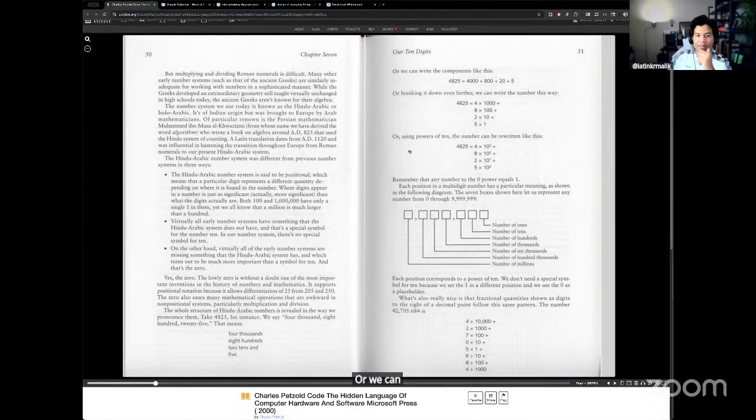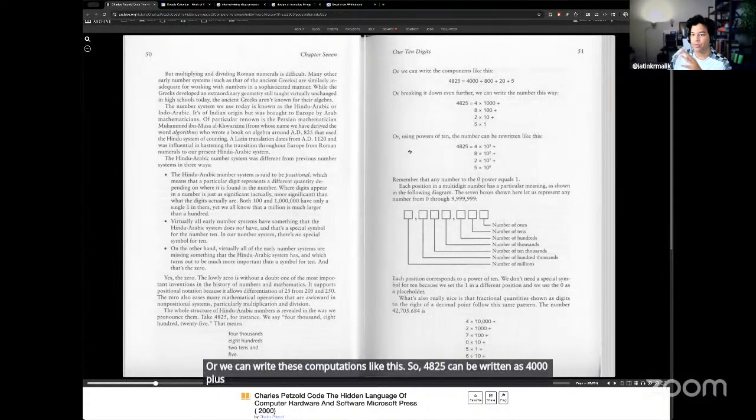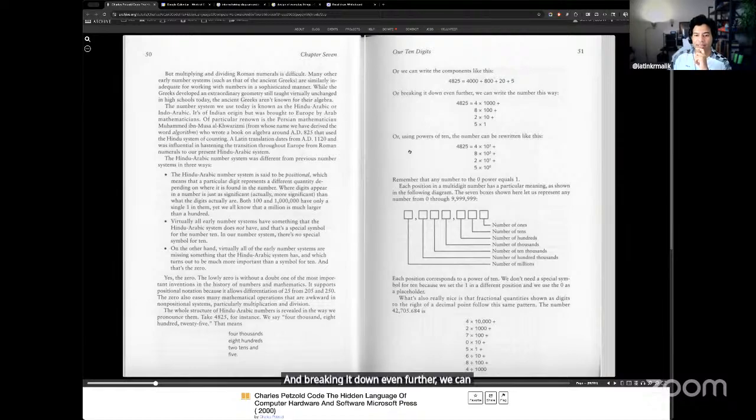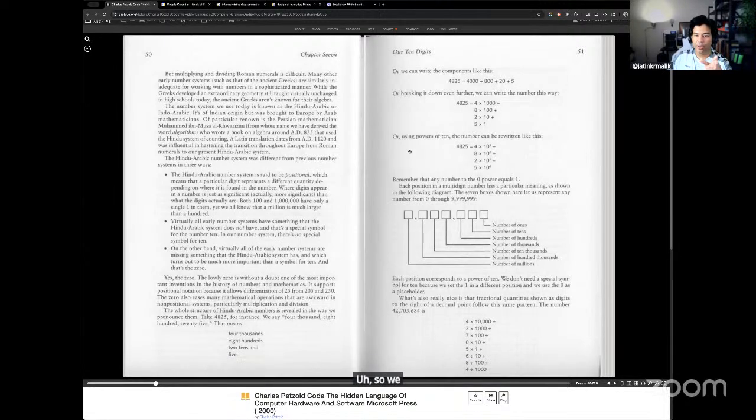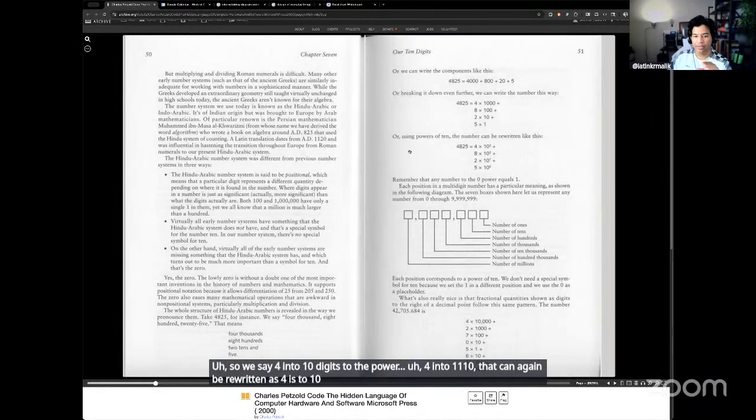Or we can write these computations like this. So 4825 can be written as 4000 plus 800 plus 20 plus 5. Breaking it down even further, we can write the number in this way, where we can start to see the base 10 operation, the power of 10. So we say 4 times 10 to the power 3, 8 times 10 to the power 2, 2 times 10 to the power 1, and 5 times 10 to the power 0.